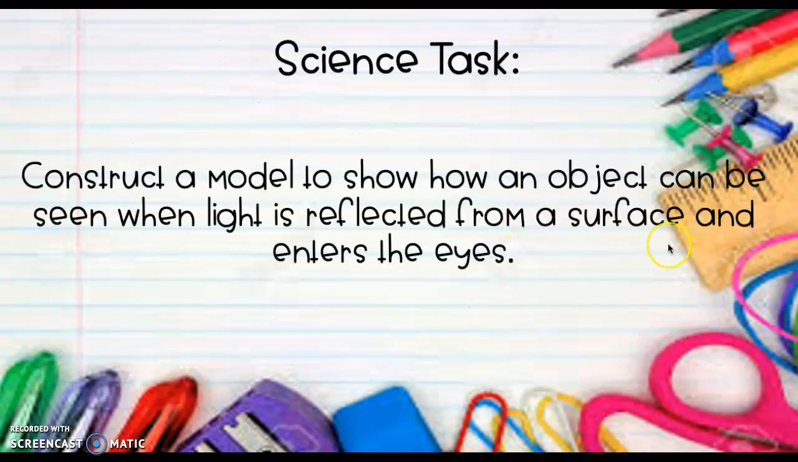Now, for your science test this week, once you do it once, you're free to do it again, but I need to see it at least once. I need you to construct a model to show how an object can be seen when light is reflected from the surface and enters the eye. I know you're probably thinking, Miss Washington, what does that mean? When you're looking at something, light is hitting your eye. How does that reflect? How does it look? Think about if you hold up a glass to a window and the light reflects, how does that light hit your eye? What do you see? What does the image look like?